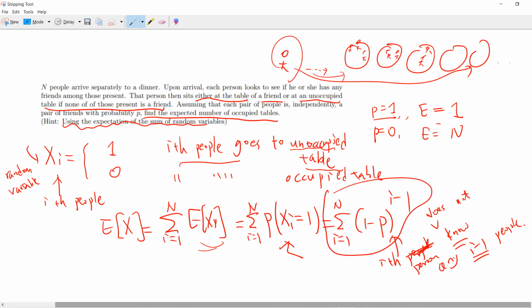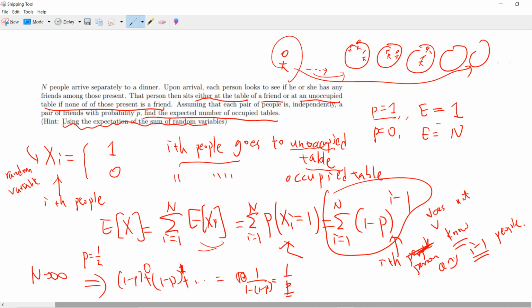It's interesting. Obviously, if p is 1, you get 1. If p is 0, you get n. And it's very interesting that if you take n to be infinity, the answer is still finite. For example, for p equal to a half, you get 1 plus (1 minus p) plus (1 minus p) squared and so on, and the answer will be 1 divided by 1 minus (1 minus p).